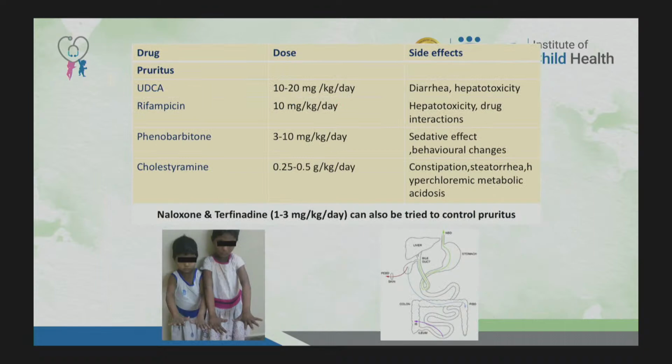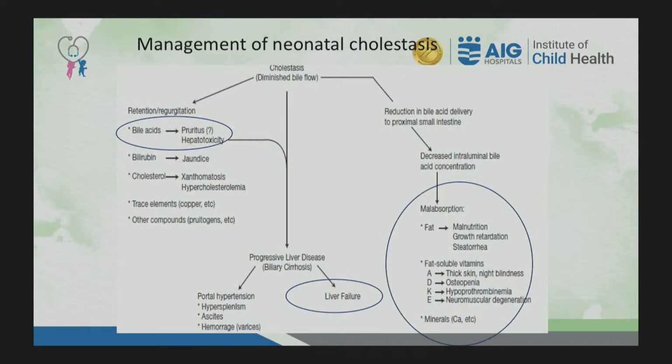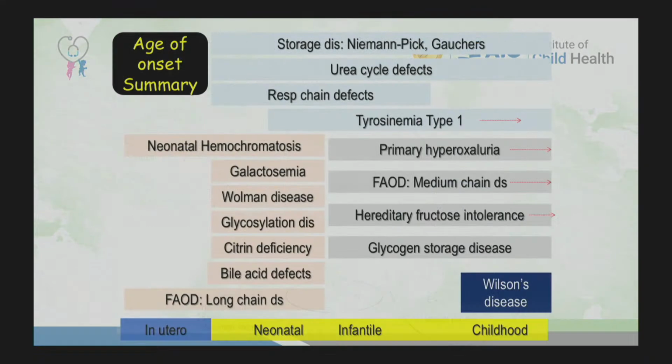Drugs commonly used for pruritus, these are UDCA, rifampicin, phenobarbital, cholestyramine. We commonly use UDCA, rifampicin, and phenobarbital. We commonly use less cholestyramine. So these are the common presentation for the neonatal cholestasis.